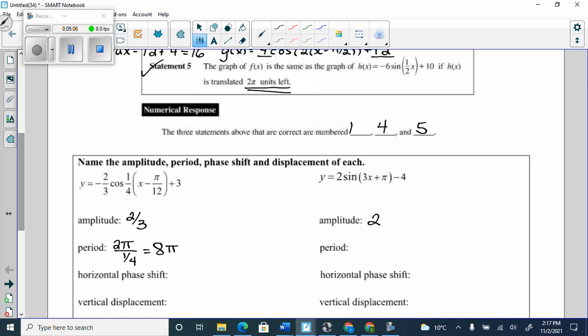The period of this one is 2 pi. I'm going to multiply it by a horizontal stretch of 1/3, or I'm just going to divide by the B value. Either way, I get 2 pi over 3, right? If I multiply by 1/3, it's the same. Divide by B, it's the same.